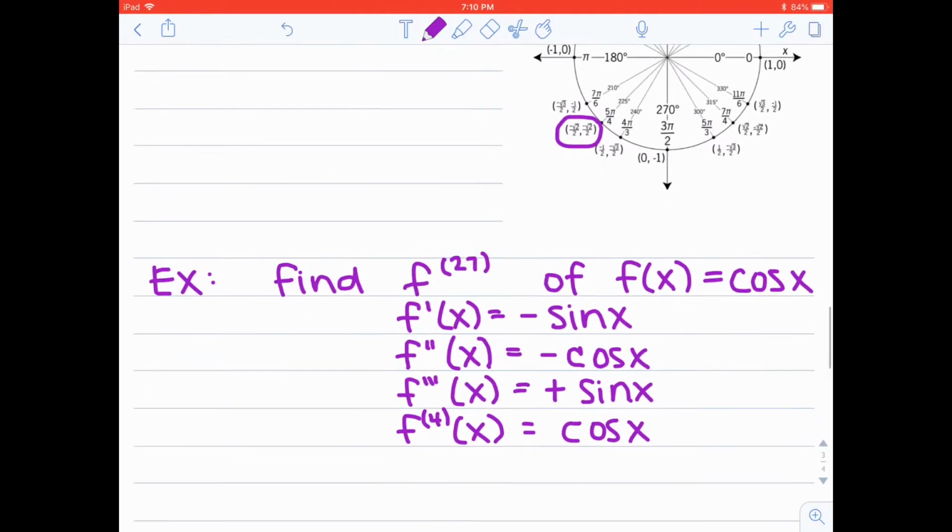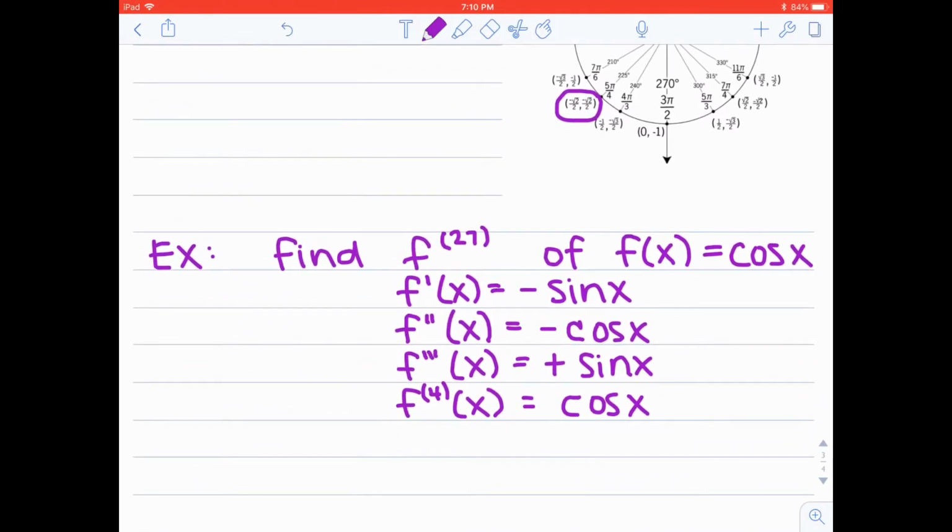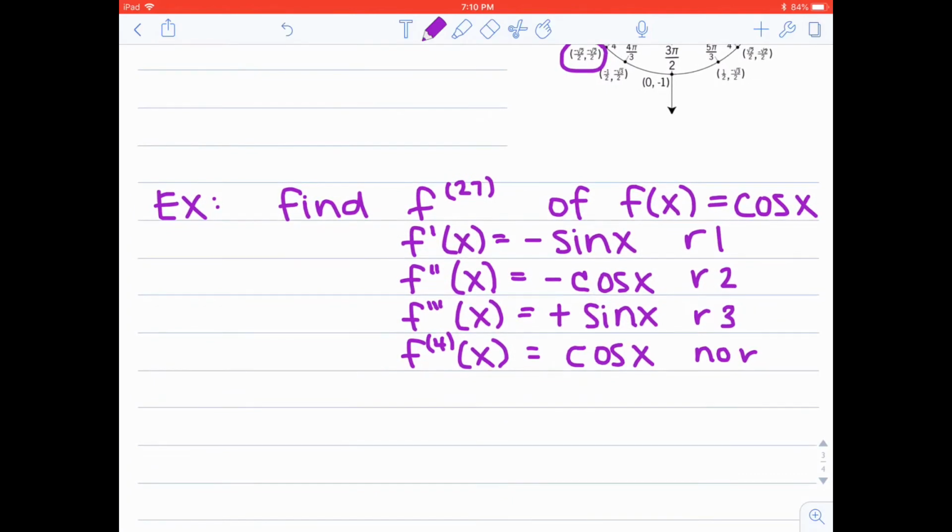All right, so first derivative, second derivative, third derivative, fourth derivative, fifth derivative, sixth derivative, seventh derivative, eighth derivative. So what you might notice is that every multiple of 4 brings you back to the original problem. So that means that if we have a multiple of 4, or if we have a remainder 1 after our multiple of 4, then the answer is going to be the first derivative. If we have a remainder of 2, if we have a remainder of 3, and then if we have no remainder. So here I'm going to take 27 and I'm going to divide it by 4 to see how many times we need to cycle through that situation.